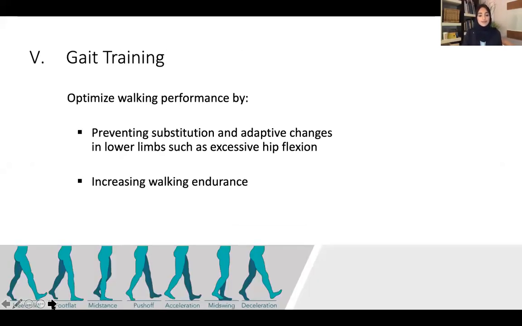Now, after fitting the right AFO for the patient, gait training should start to emphasize optimizing walking performance by preventing substitution and adaptive changes in lower limbs, such as excessive hip flexion or knee flexion, as well as to increase walking endurance.